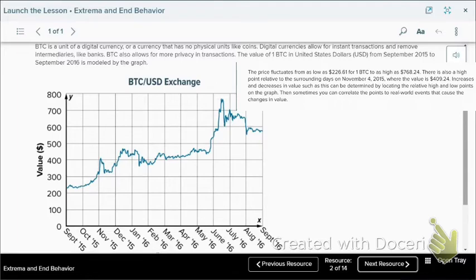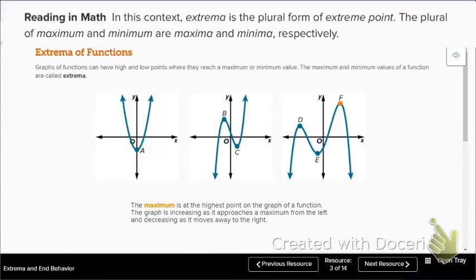Extrema is the plural form of the word extreme. It means I'm looking at more than one. So I'm looking at high points and low points. And we're also going to talk about the behavior of graphs at the end. So I want to talk about extrema first. We are in your book now, page 23. We're up at the top of the page where we're learning about this concept.